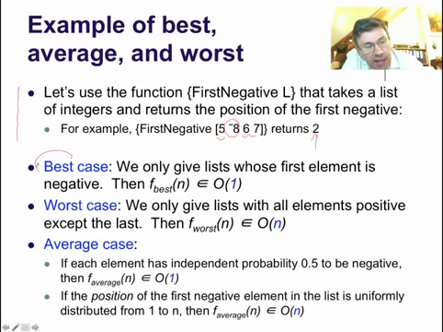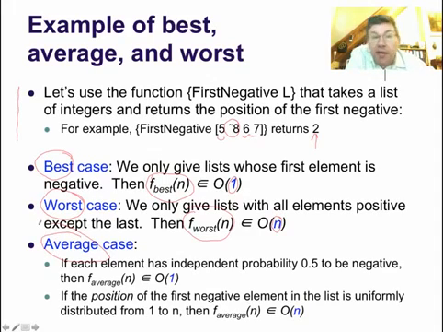In the best case, let's only give lists whose first element is negative, or where the first negative element is within some constant number of positions. In that case, the complexity will be O of 1. In the worst case, let's give lists all of whose elements are positive except for the last element, which is negative, and then we have the worst case complexity, and it's O(n).